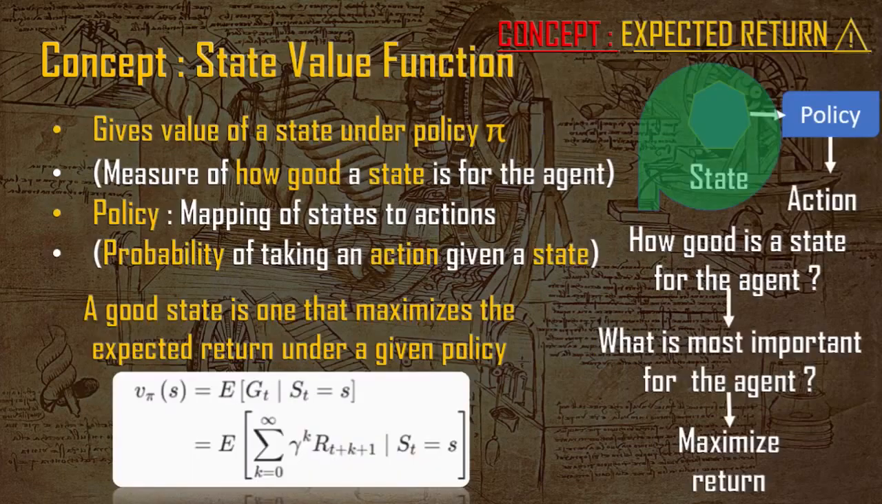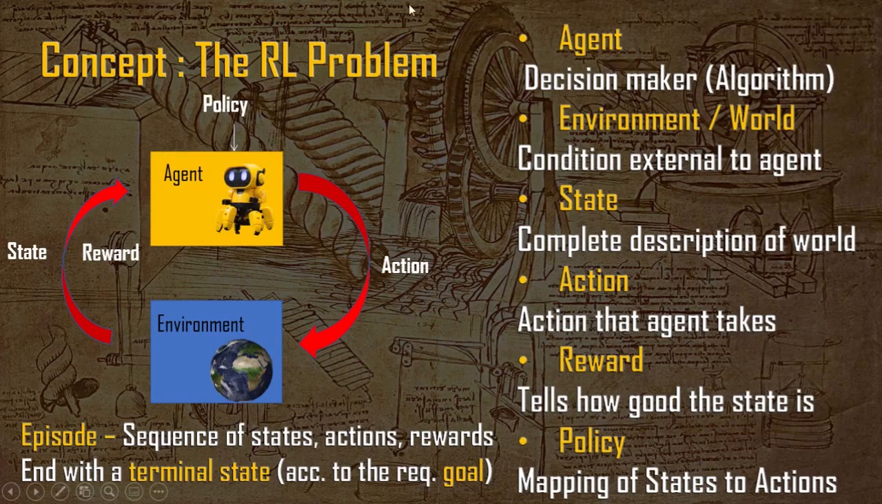So let's move on to the next concept, which is the state value function. We need a way to judge how good a state is given a particular policy, right? So let's say this is a state that we have, and based on a particular policy, which is nothing but the probability of selecting an action, we get an action from this state, and so what we want to know is how good this particular state is. And for this, I just want to cover another small concept called expected return.